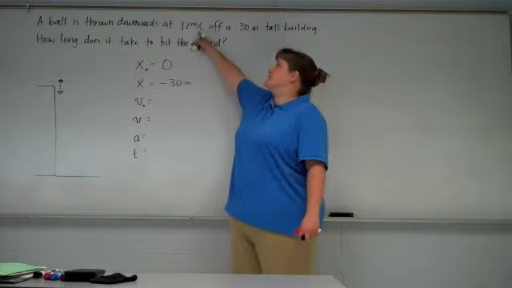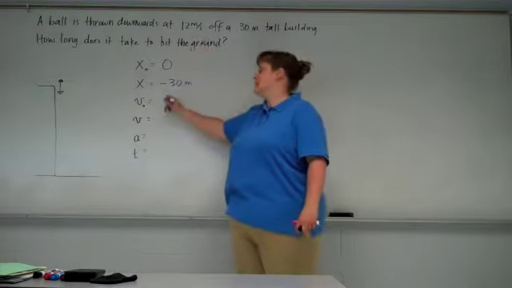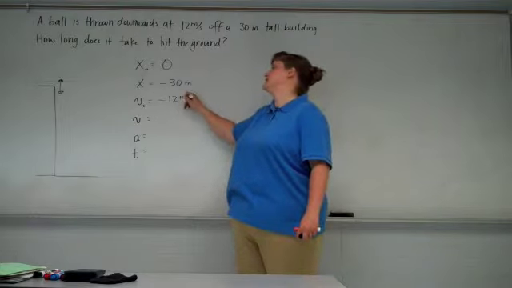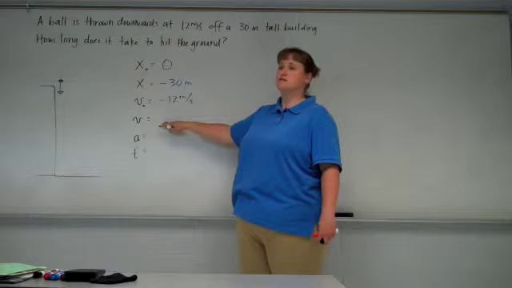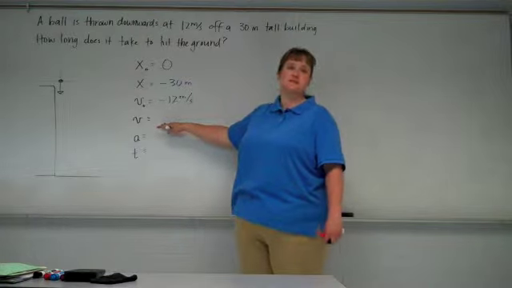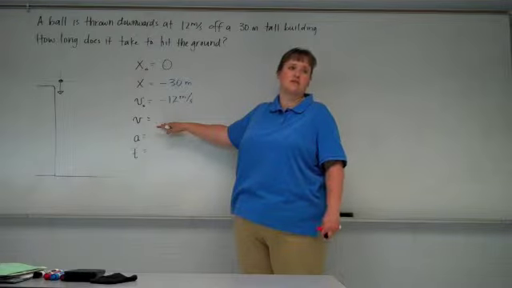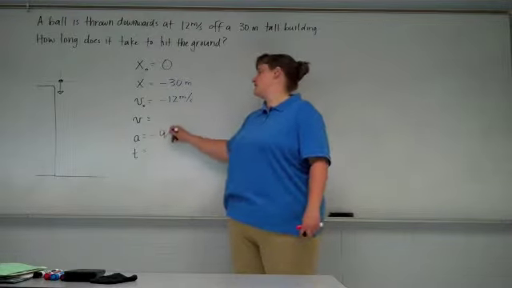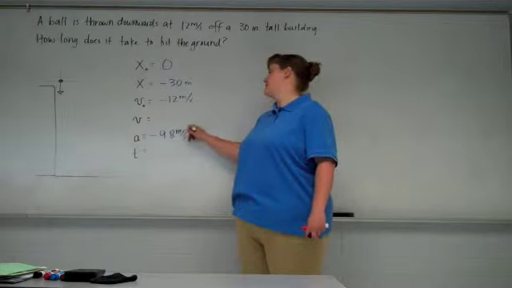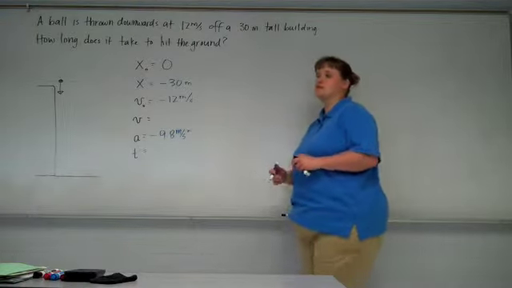Okay? Initial velocity, negative 12 meters per second. Final velocity? We don't know. Exactly right. It's the impact speed. We don't know how fast the ball is going when it impacts the ground. Acceleration, negative 9.8 meters per second squared. Time is what we're looking for.